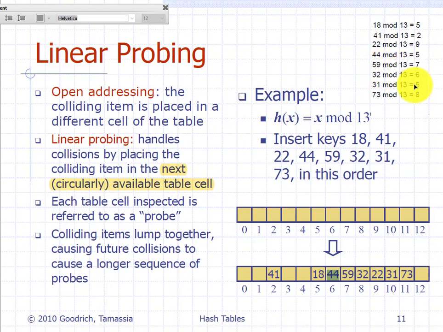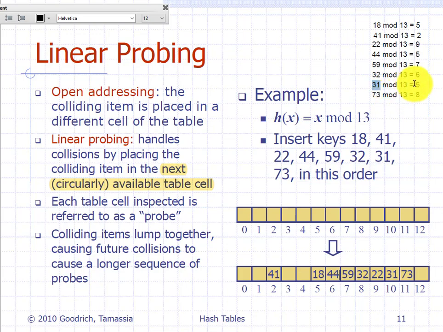And we continue in this way. 59 mod 13 is 7. So 59 goes here. 32 mod 13 is 6. So we put 32 at position 6. But we can't, because 44 is there. Remember 44 hashed to 5 and we put it in 6? Well, now we want to put something in 6, but we can't. So what do we do? We put it in the next available cell. So 32 needs to go in the next available cell. But we can't put it in 7, because remember 59 was hashed to 7. So we look in 8. And there's space. So we'll put 32 in 8.